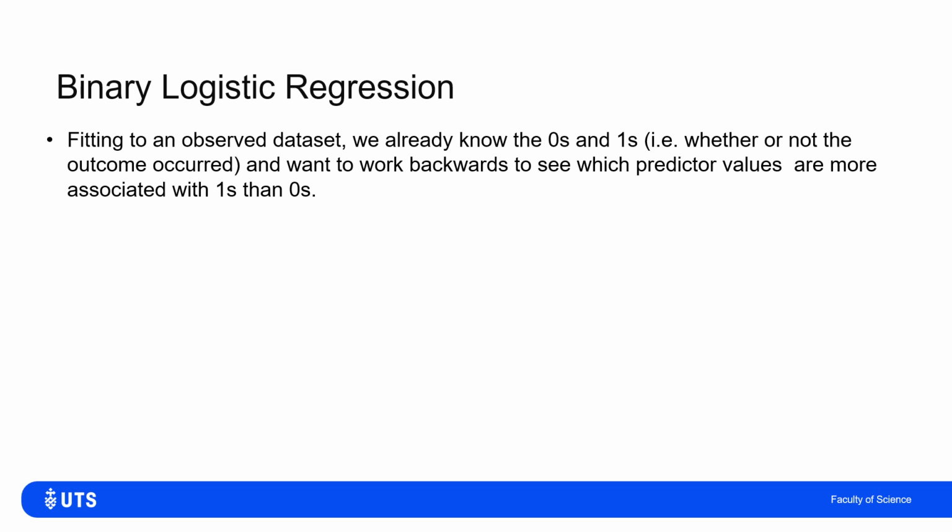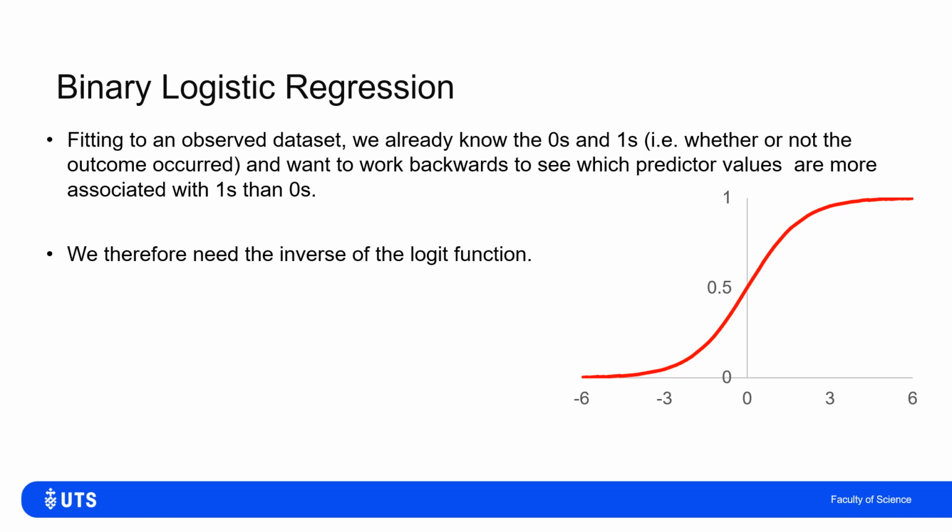If we have an observed data set with some observed predictors, so I can say, for this set of predictors, the outcome did happen. For this set of predictors, the outcome didn't happen. For this set of predictors, the outcome did happen, and so on. Then what we want to do is work backwards to fit which combination of the predictors best explained why the outcomes were ones rather than zeros. And we do this via the inverse of the function that we saw on the previous slide. This is just a reflection of that, and this is the inverse of the logit function.